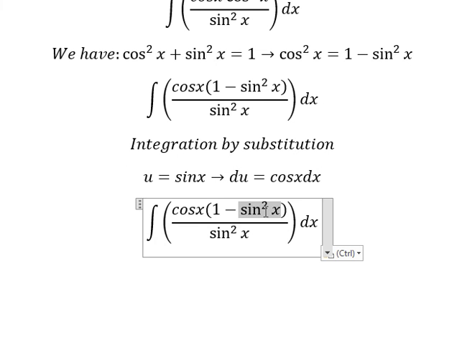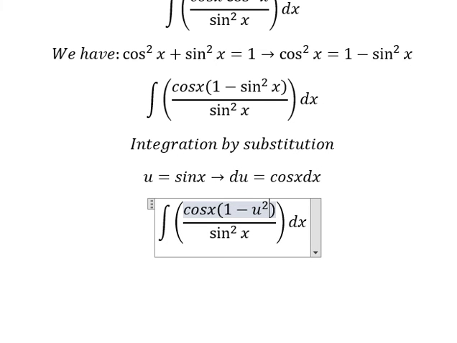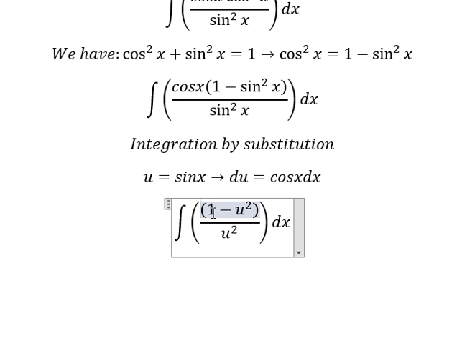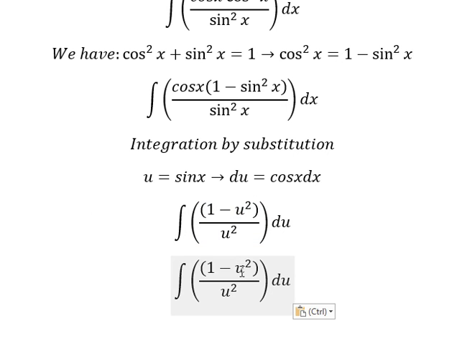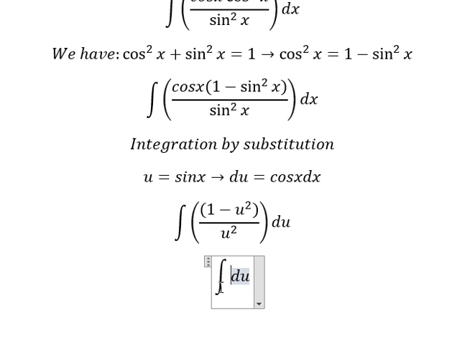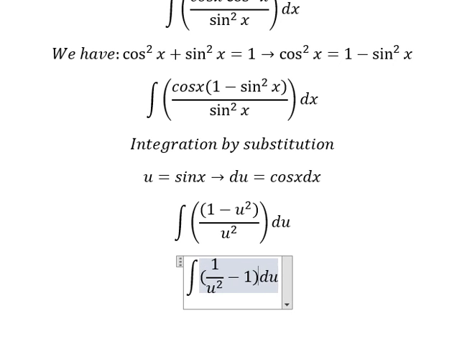This one we change by u, and we have u squared. This one we change by u. Cosine s ds we change by du. So u squared divided by u squared, we have number 1. So this one we have 1 over u squared minus 1.